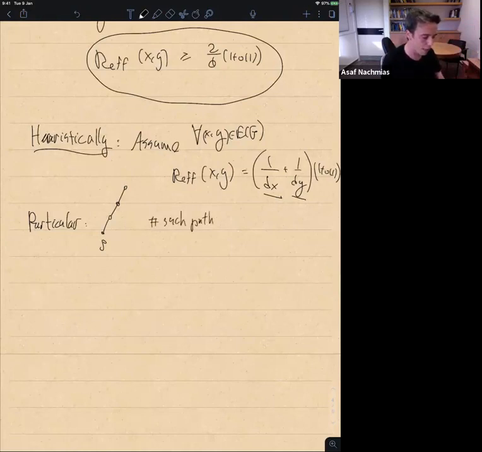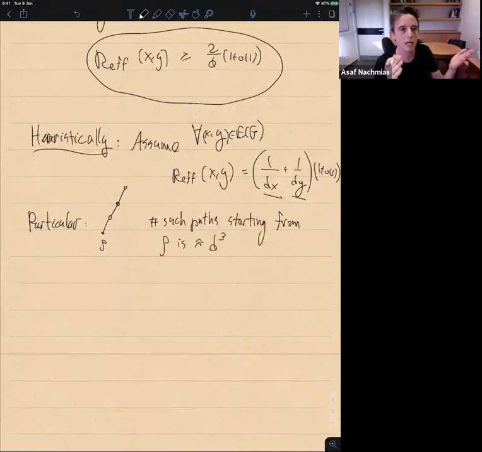Starting from rho, the number of paths starting from rho is approximately d cubed. In fact, it's d cubed times 1 plus little o of 1. This is just the number of choices. Now that I fix this choice, let me write rho, v1, v2, v3.